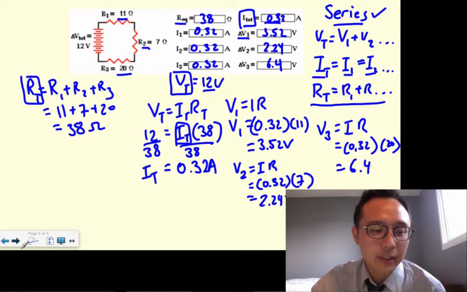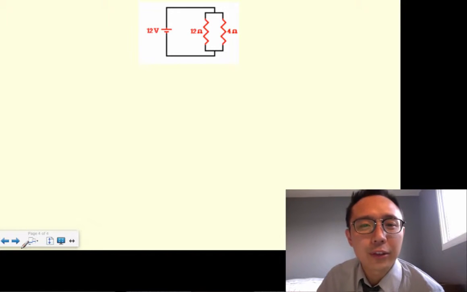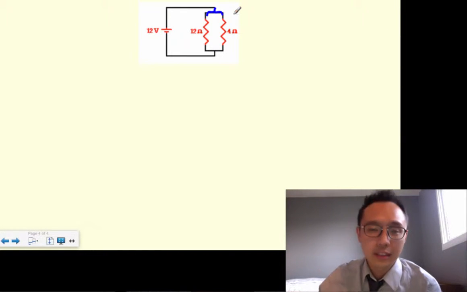So let's try the next one. Next one is a short little parallel circuit. So you can see it's parallel because there's two different paths with two different resistors.